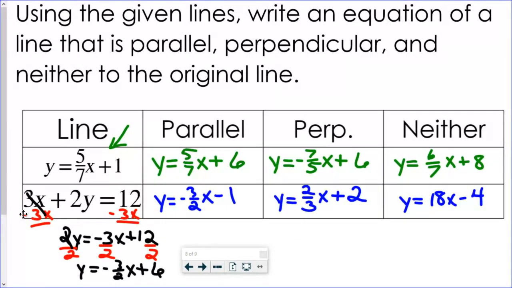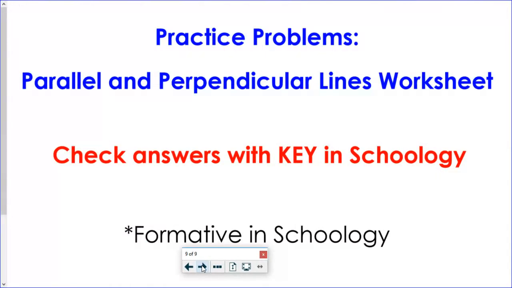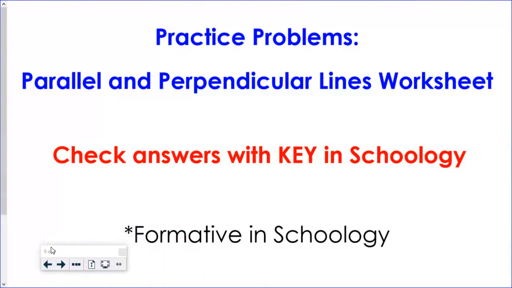Okay, could be anything. Doesn't have to be a fraction. It's up to you. Okay, so you have a little homework, just a little bit. It's not too bad. And obviously check your answers and do your formative, please.